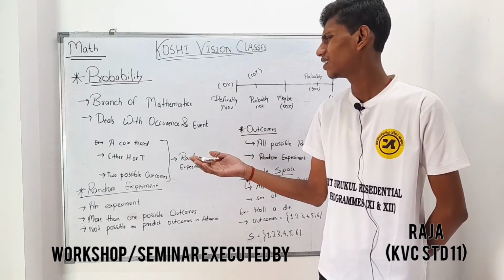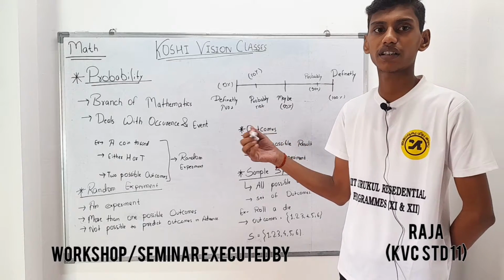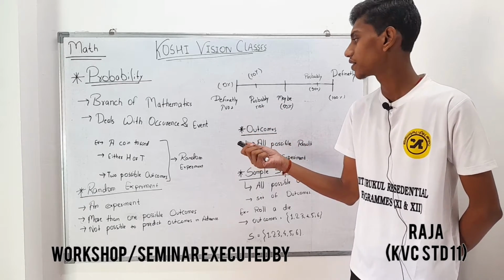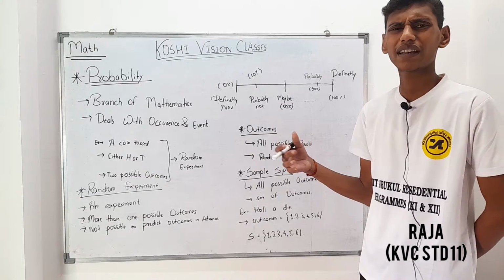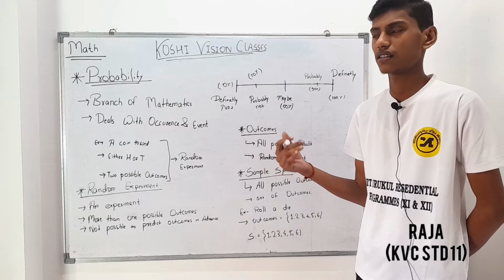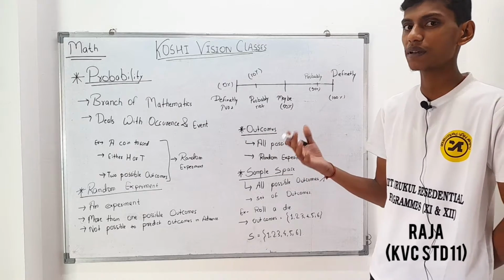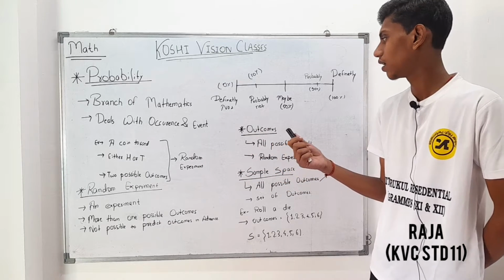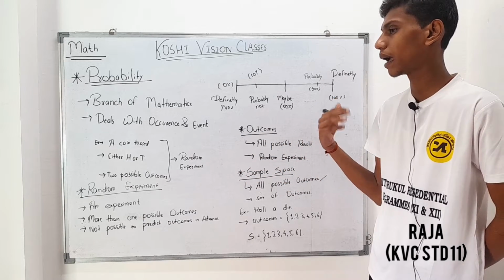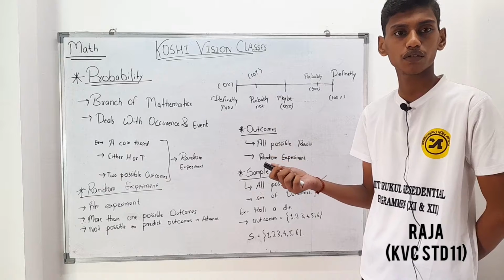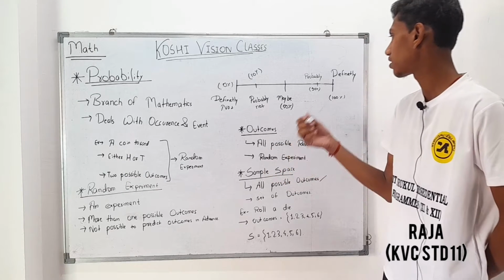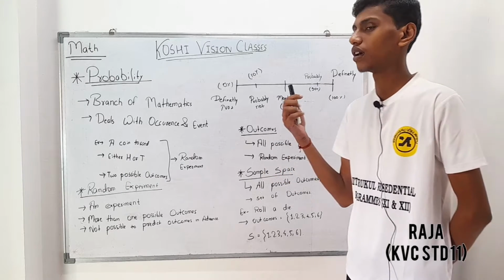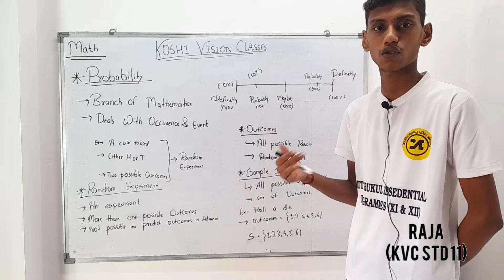So getting tail, if it's definitely not, it's 0% chance. If it's probably not, we can get 10% chance we get tail. If it's maybe, it's 50% chance we will either get head or we will get tail. If it's probably, it's 90% chance of getting tail. If it's definitely, it's 100% chance to get tail.